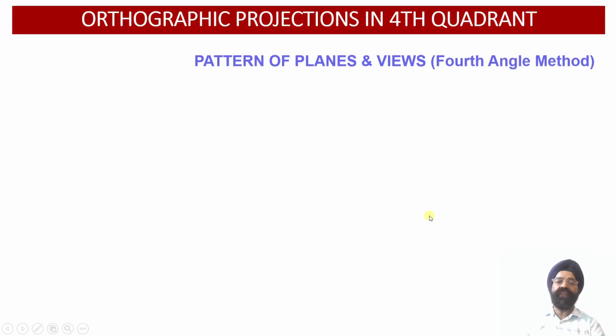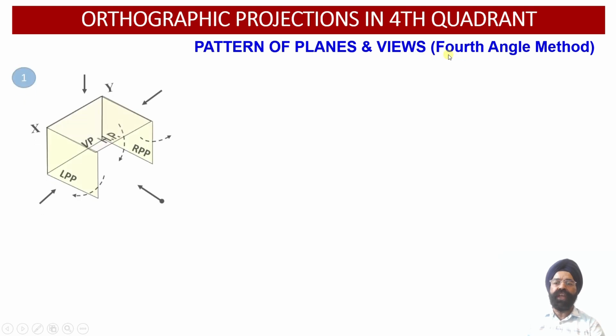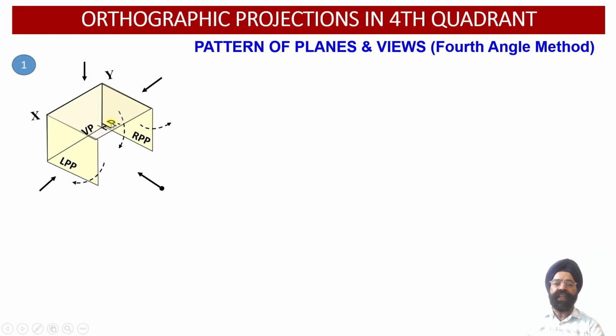So now let us evaluate the pattern of unfolding of the planes and location of the different orthographic views in the fourth angle projection method. Here in the fourth angle projection method, this is our horizontal plane, this is our vertical plane, this is the left side profile plane, this is the right profile plane. As we have discussed, the front view projection will be obtained on the vertical plane below the XY reference line, so it will stay in its position.